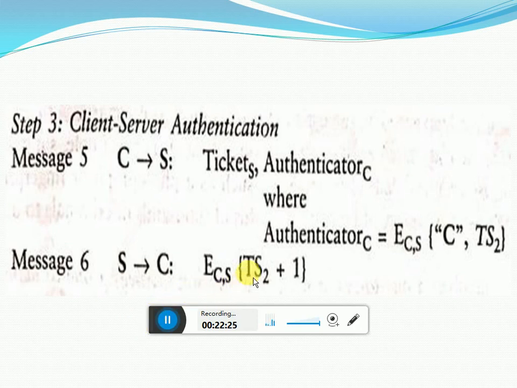This encrypted timestamp authenticates S to C, since its creation requires knowledge of KCS. Use of this timestamp also prevents a kind of replay attack. This completes the Kerberos system.